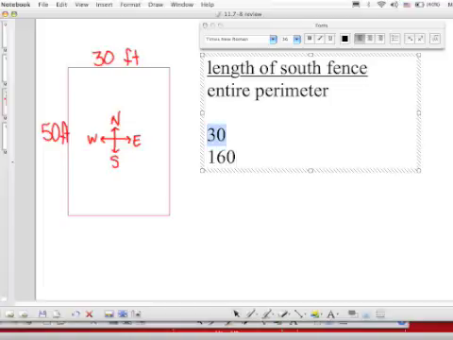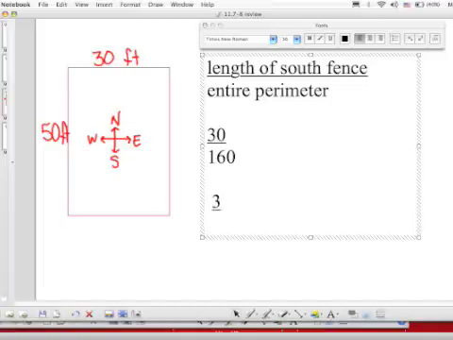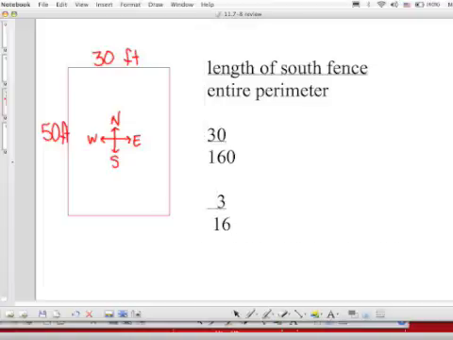And remember that all ratios must be reduced to lowest terms. So when we reduce, we get 3 over 16. And that is our probability that the south fence will be destroyed by Hercules.